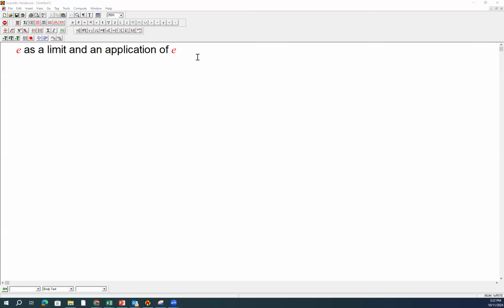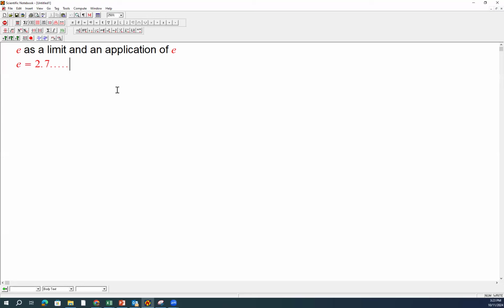Hello, everyone. In this lesson, I would like to talk about the number e expressed as a limit and an application of it. In order for us to understand e better, we know that e is a constant. It equals 2.7 followed by many digits. You can look it up online. I'm sure you can find more digits of e.